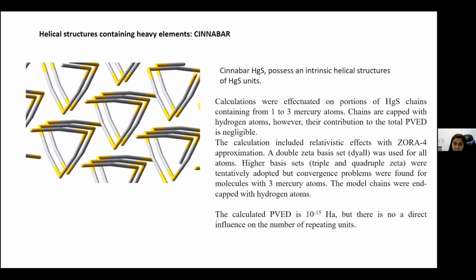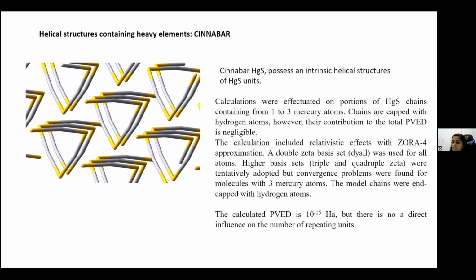Helical structures containing heavy elements: cinnabar. Cinnabar, HgS, we know very well, possesses an intrinsic helical structure. Calculations were carried out on portions of the HgS chain containing from 1 to 3 mercury atoms. Chains are capped with hydrogen atoms, however their contribution to the PVD is negligible. A double zeta basis set was used for all atoms.